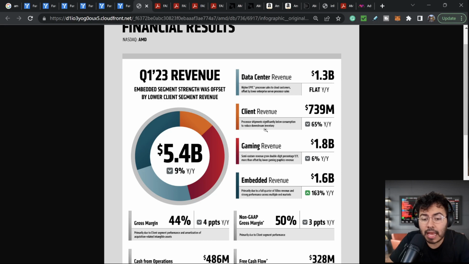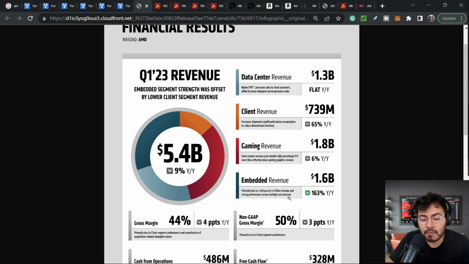Now, if we take a closer look, the gaming revenue is made up of two main products. First is some semi-custom products. So AMD creates semi-custom chips, and these chips go into things like the PlayStation, like the Xbox, and a lot of other handheld device games that are coming out right now. They also have their graphics cards, the GPUs, very similar to NVIDIA, and that is 1.8 billion.